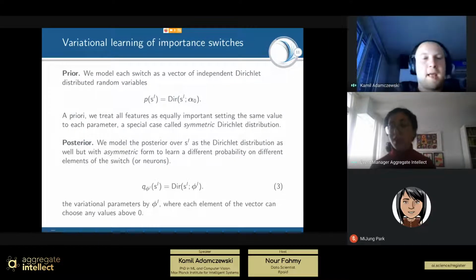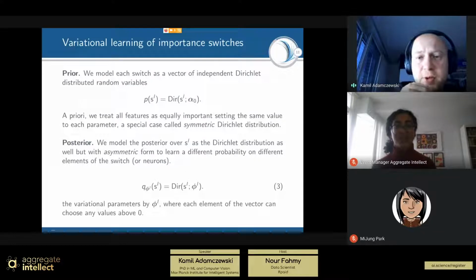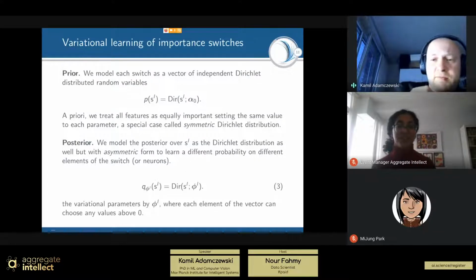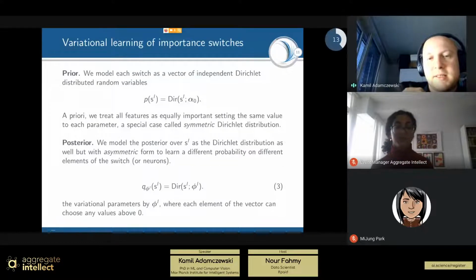Okay. So for this variational inference, we have to choose the prior and posterior. Prior is this P, Q is this approximation to the posterior. And as you probably already guessed, both of these distributions take the form of Dirichlet distribution.